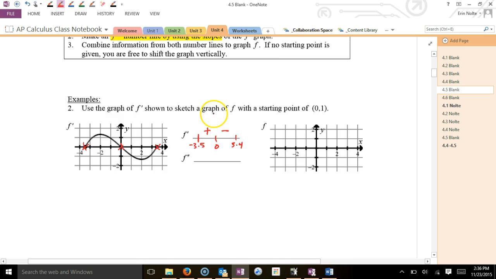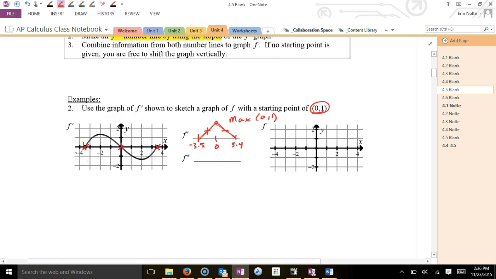Okay, so you can kind of imagine that we have something going up, something going down. What happens at 0? At 0, and specifically (0, 1), because that was given to us, we can say that there is a max at (0, 1). And then it goes down. Now to figure out the shapes of these curves, we can use the concavity.